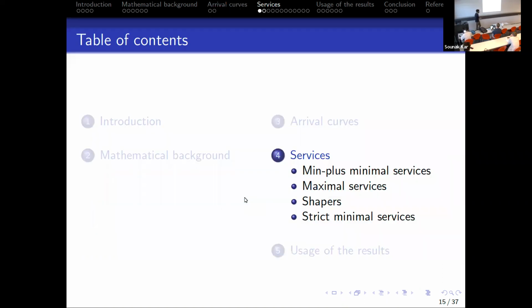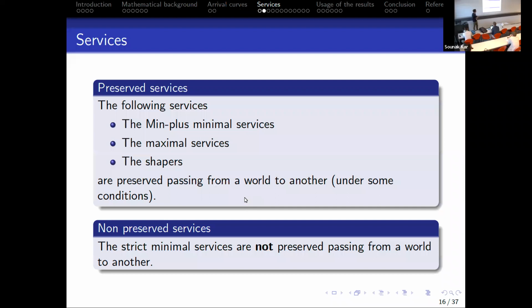Then, concerning the services, we generalize the definition of the services to take into account the fact that the cumulative curves can be left or right continuous. And we want to see if the relation between the departure and the arrival curve is preserved. So we will have three services preserved: the min-plus minimal services, the maximal services, and the shaper. But we will see that we lose the strict minimal services, passing from a world to another.